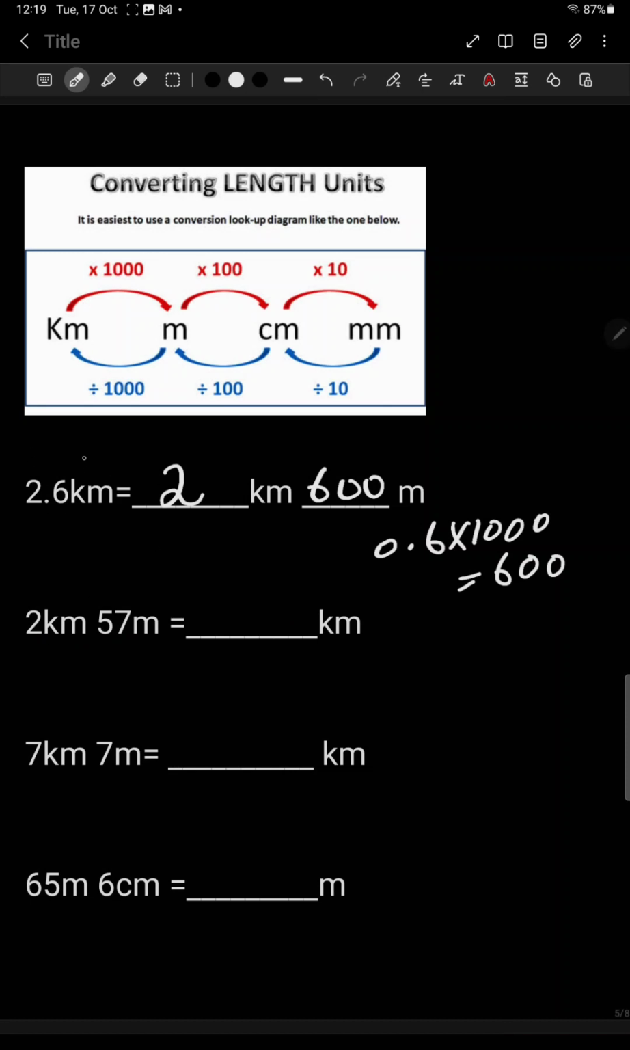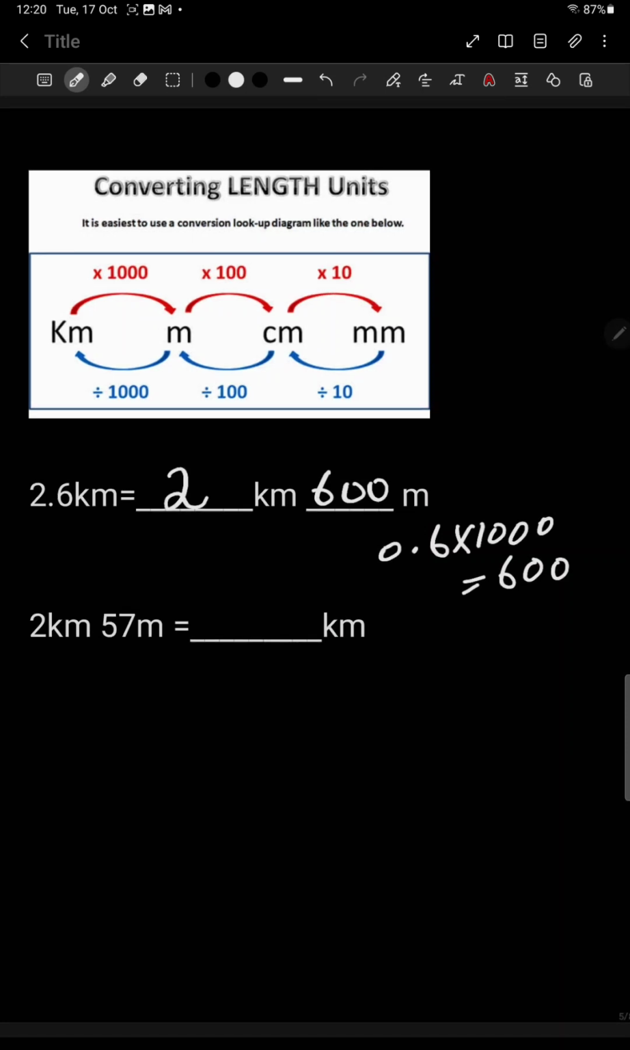Over here it was kilometer into kilometer and meter, but in the next question it is very tricky. Kilometer and meter, and we are converting it into kilometer totally. So now what to do? 2 kilometer is already in kilometer, so we will write it over here because we are converting into kilometer. Now this is 57 meter, but we need the answer in kilometer. So what to do with 57 meter? From converting meter to kilometer, we are moving back. So we are dividing by 1000.